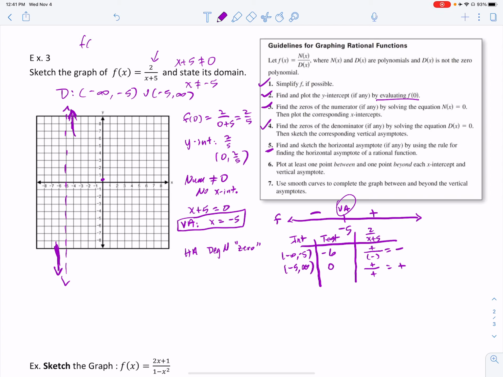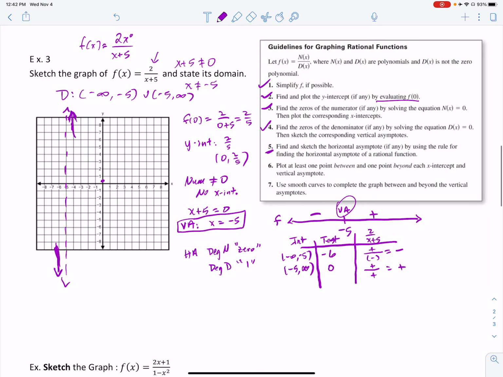Because I can think of this as f of x is 2x to the 0th over x plus 5. X to the 0th is 1. So when it's a constant, the degree of that is 0. And the degree of the denominator is 1, because it's x to the first.